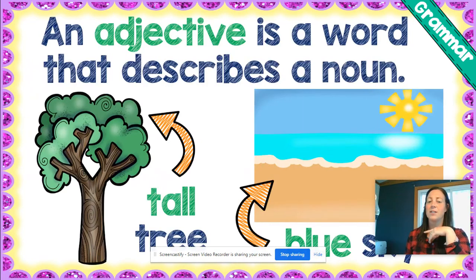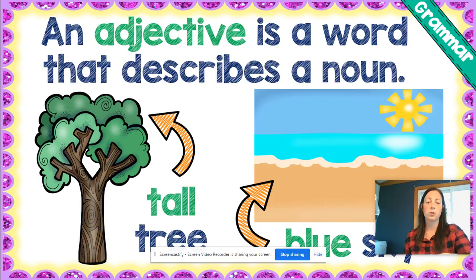An adjective is a word that describes a noun. So you see on the screen, what kind of tree is it? It's a tall tree. That's describing the height. And then you see a picture of the sky. It's a blue sky. So that's describing the color of the sky.